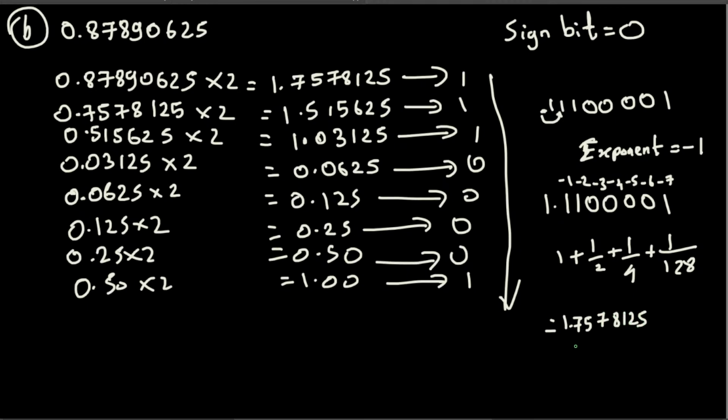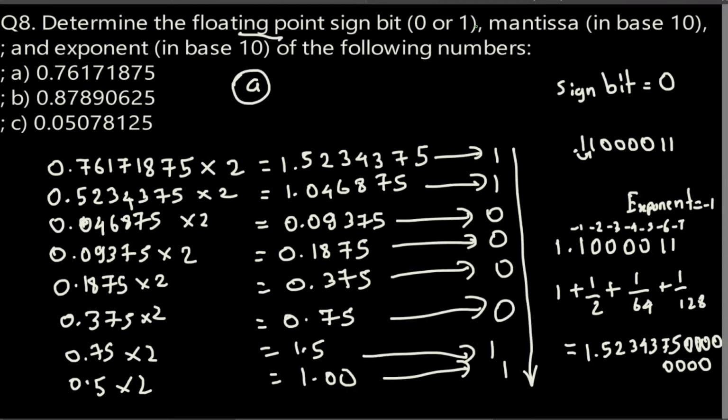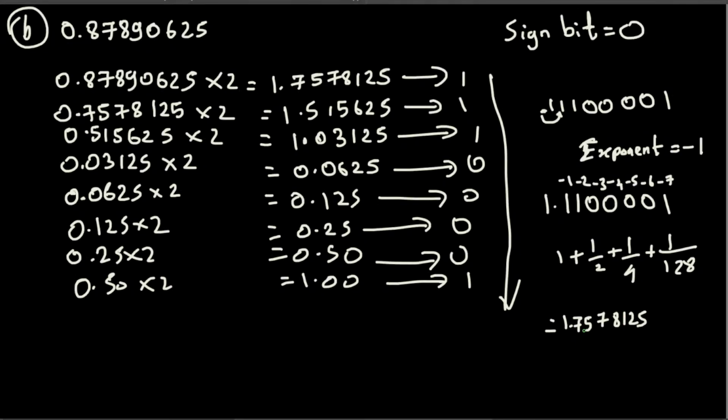And if you calculate this one, you're going to get 1.7578125, and this is totally 8 digits, and we need to fill out 8 more digits because we need to give 16 digits for the floating point. So 8 is already gone. To fill out 8 more, I put 0. 1 2 3 4, 1 2 3 4. Okay, and this is our mantissa.